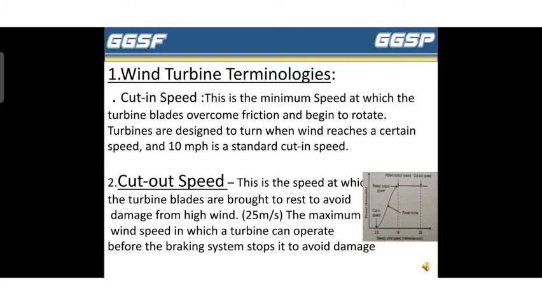Cut-out speed. This is the speed at which the turbine blades are brought to rest to avoid damage from high wind. 25 meters per second is the maximum wind speed in which a turbine can operate before the braking system stops it to avoid damage.